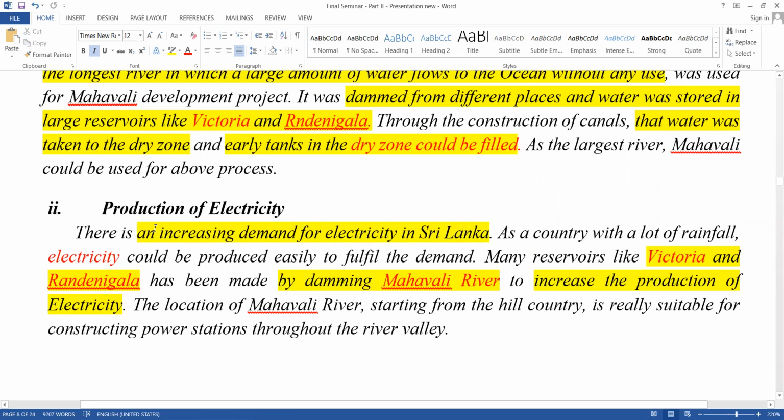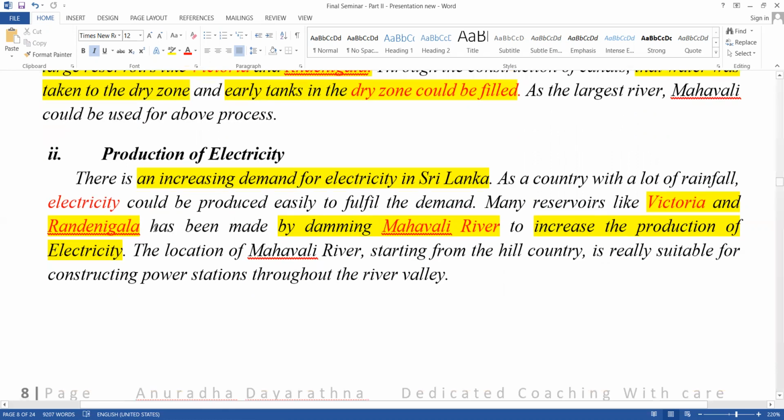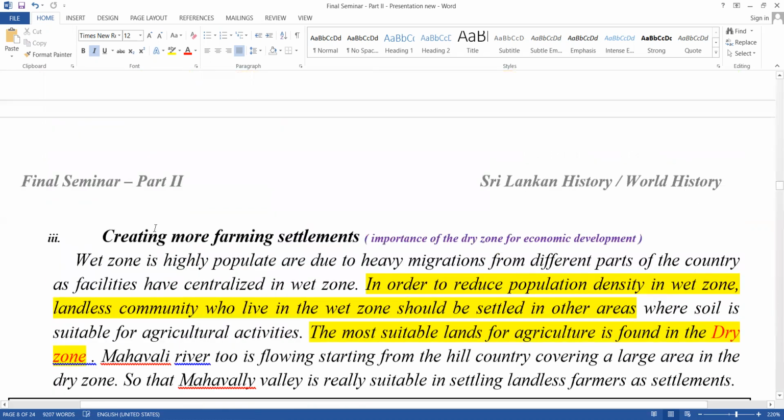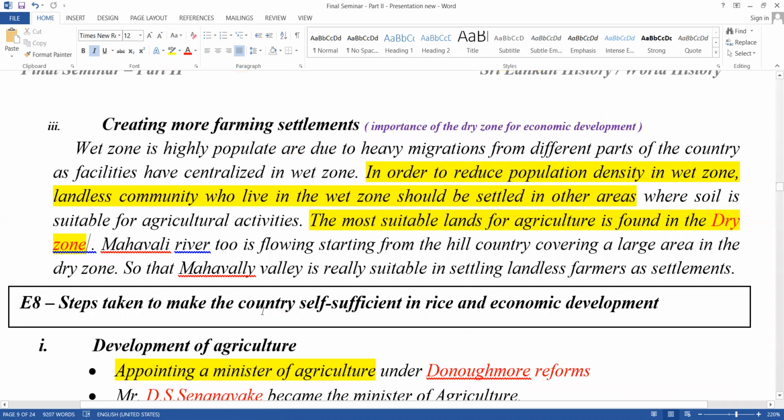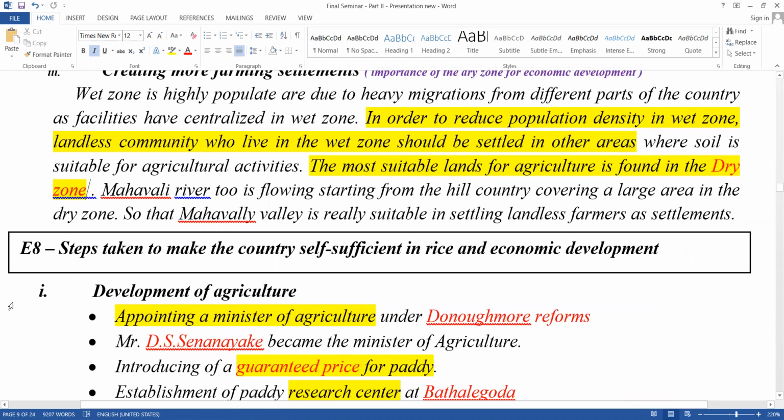Okay, so that's important. We see how past papers are given. Steps taken to make the country self-sufficient in rice and economic development. So this one I'm not taking as very important. But some steps they have taken to develop agriculture: appointing a Minister of Agriculture and Donamo reforms. D.S. Senanayake became the first agricultural minister.